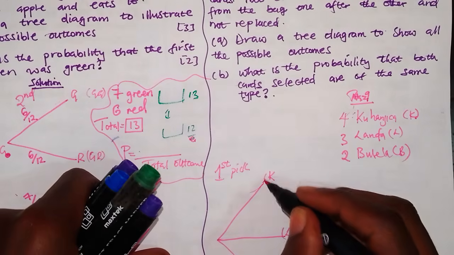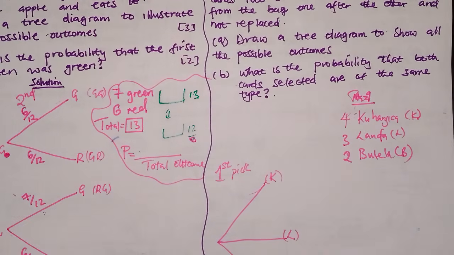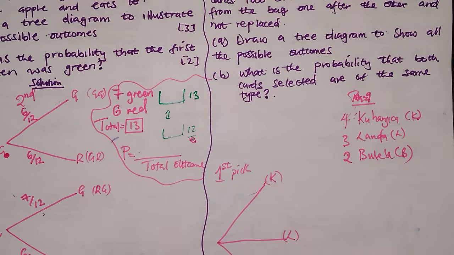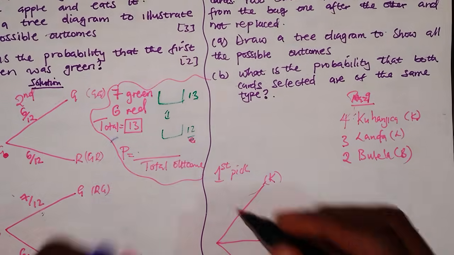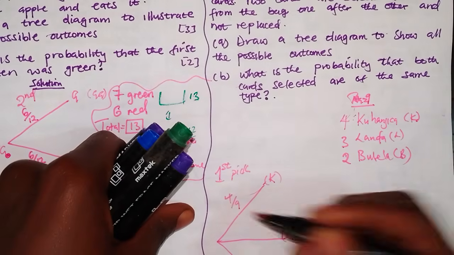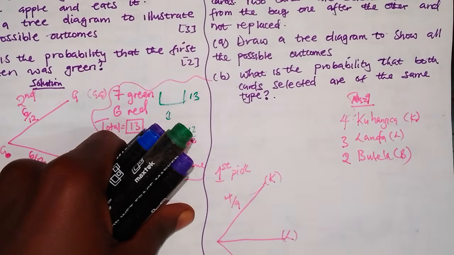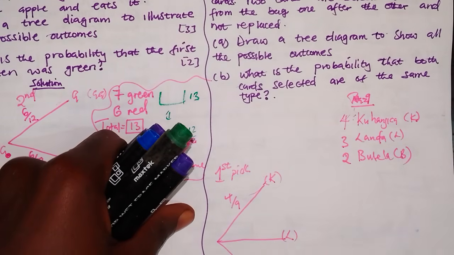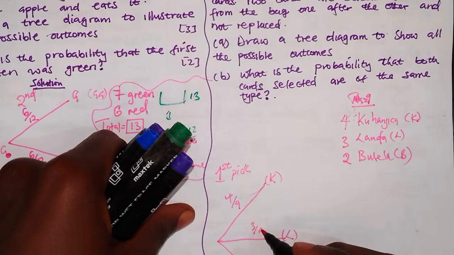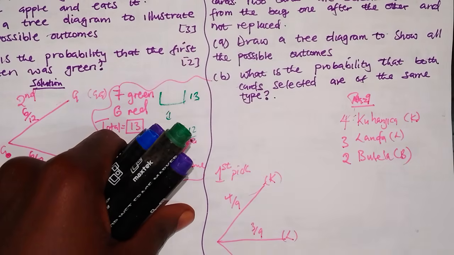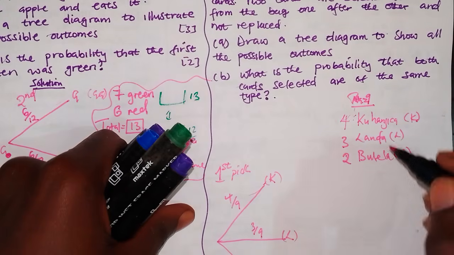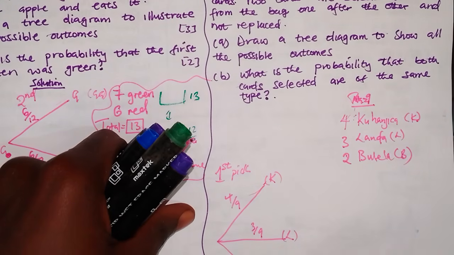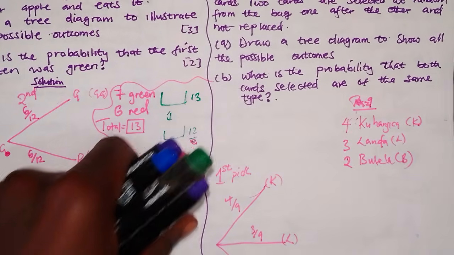Then Kwanjika. So what's the probability of picking a Kwanjika card out of 9 cards? Of course it's 4 out of 9 because there are 4 cards. How can you pick 5 if you have 4? So it's 4 out of 9 cards. The probability of picking Landa is 3 out of 9 because there are 3 Landa cards. The probability of picking Bulela is 2 out of 9 because there are 2 Bulela cards.